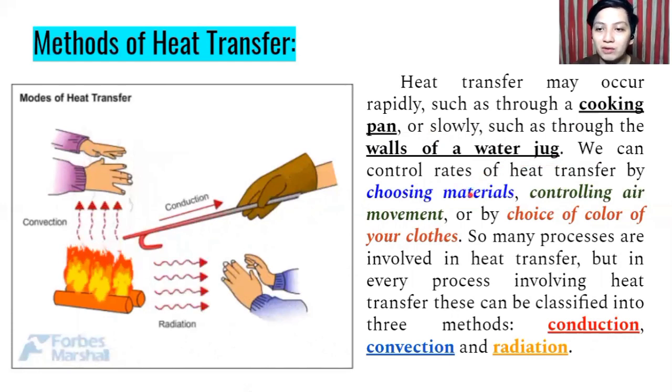We can control rates of heat transfer by choosing materials, controlling air movement, or by choice of color of your clothes. Kapag mainit, huwag na kayo magsusuot ng color black or darker colors kasi it absorbs heat. So kapag summer, di ba, lighter colors yung sinusuot natin. Sa ibang bansa naman, yung uniform nila usually sa malalamig na lugar, darker yung kulay ng kanilang mga uniform. So that the heat will stay and be absorbed by their body as well.